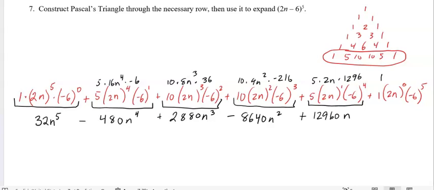And then finally, 1 times 1 times negative 6 raised to the 5th power. And that's negative, so this sign will be minus 7776. All right, so the black is my final answer for the expansion of this binomial raised to the 5th power.